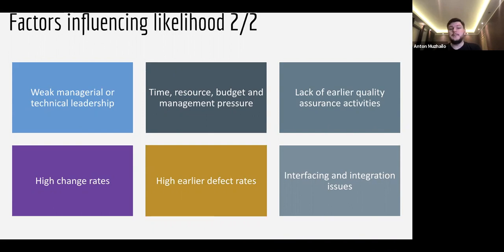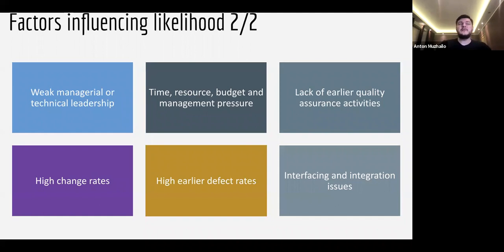The time, resource, budget, and management pressure, this is what I was talking about. This also increases the likelihood. If you don't have early testing, if you don't have quality assurance at the beginning, if you're dealing with quality assurance only at the end of a development cycle, it also increases the overall risk because you don't get any feedback from the product while working with it. High change rates and high defect rates at the early phases also usually increase the likelihood, because the more often you change, the higher the risk.